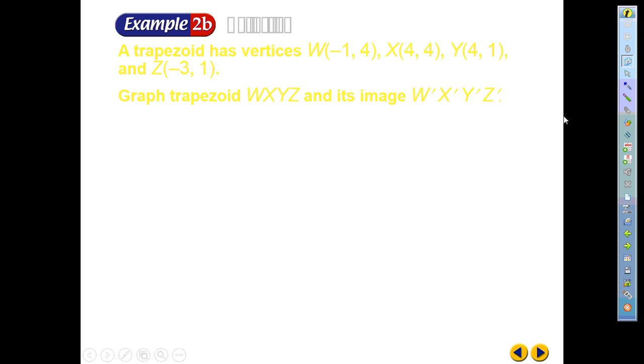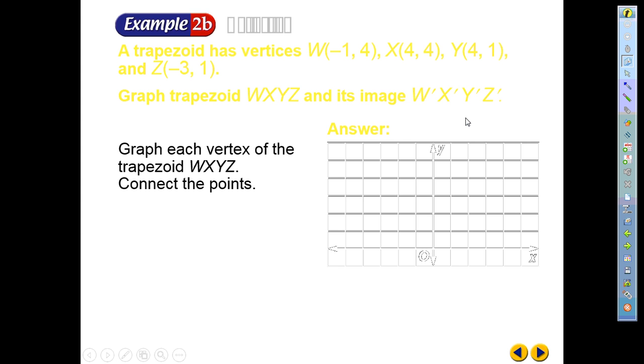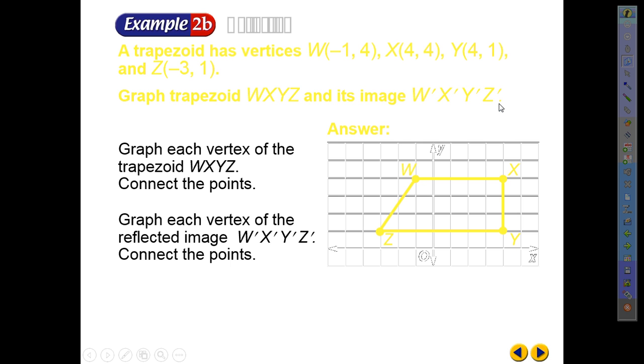Here's another one. A trapezoid. This is the one we just did, but we're going to graph it so we can see what it looks like. Okay, so we graph the original, W, X, Y, and Z. And so there's our original trapezoid. But then if we graph those new points that we got for W prime, X prime, Y prime, and Z prime, look and see what happens.